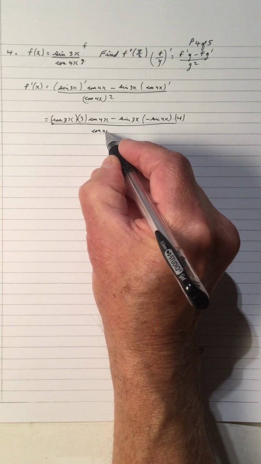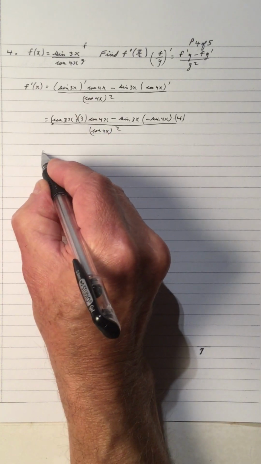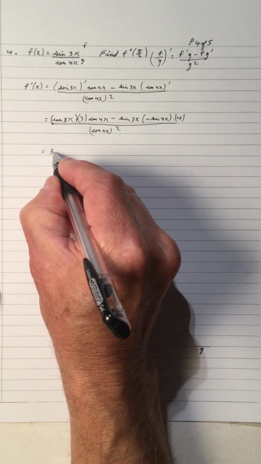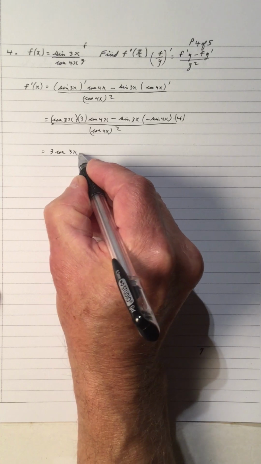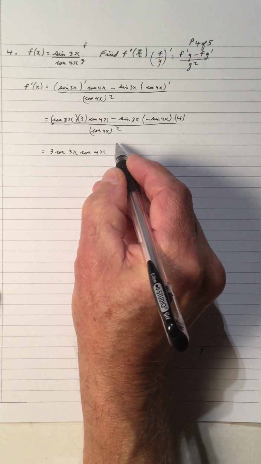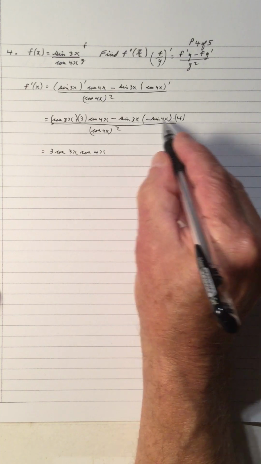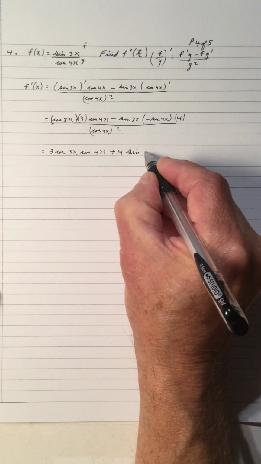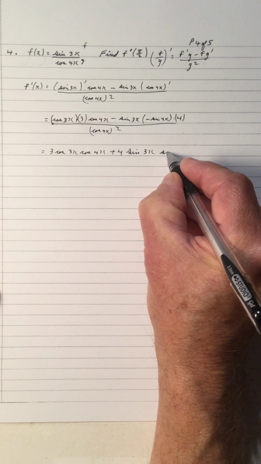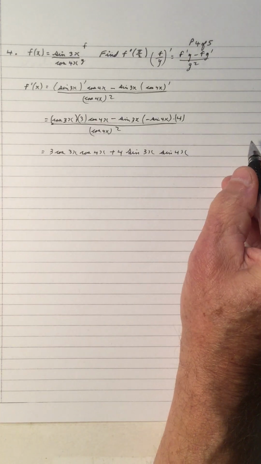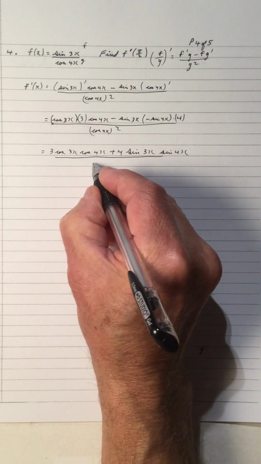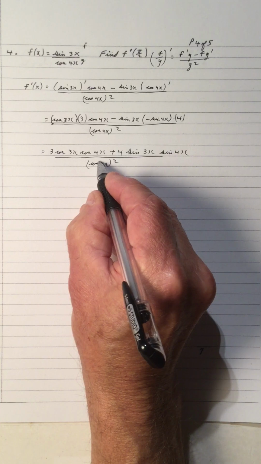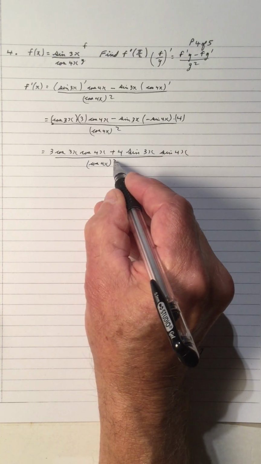So this is the cos of 4x being squared. If you simplify that, 3 is a constant, so we get 3 cos 3x cos 4x, and a negative times a negative is positive, so we get a positive 4 sine 3x sine 4x, and that's all over cos of 4x being squared. Again, I can put this 2 here to indicate the power of cos, or I can leave it here.